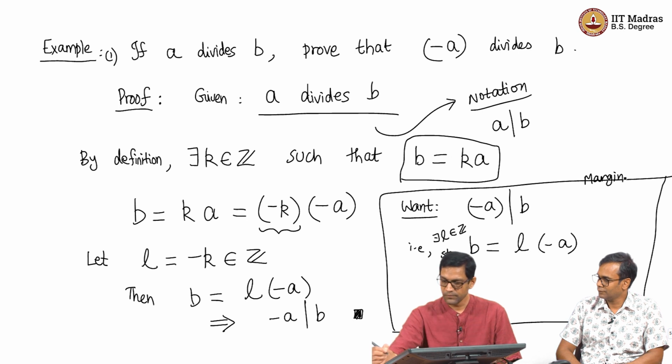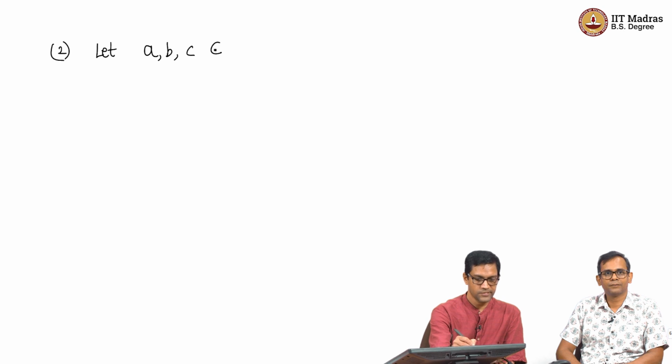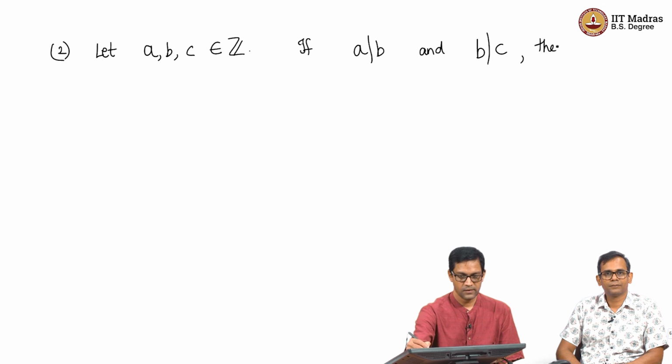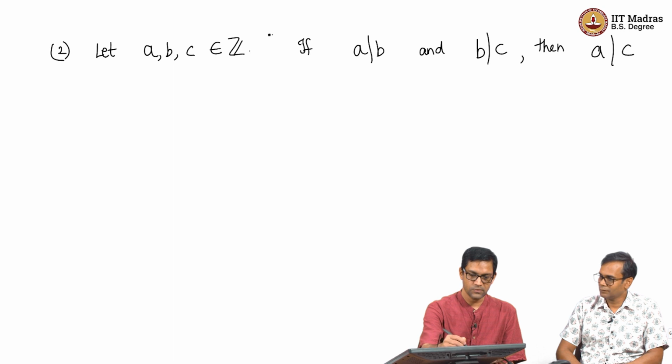Let's do one more, slightly more complicated than the previous. I am going to take three numbers a, b, c. So let a, b, c be integers. If a divides b and b divides c, then a divides c. This is the thing you need to prove.